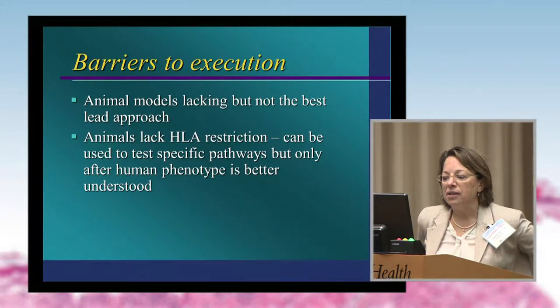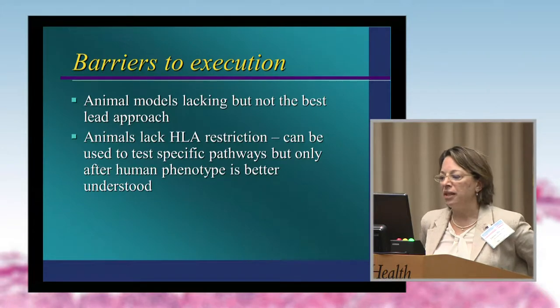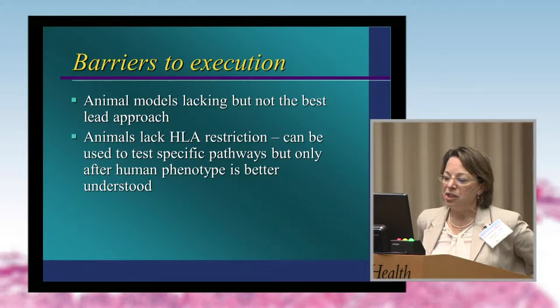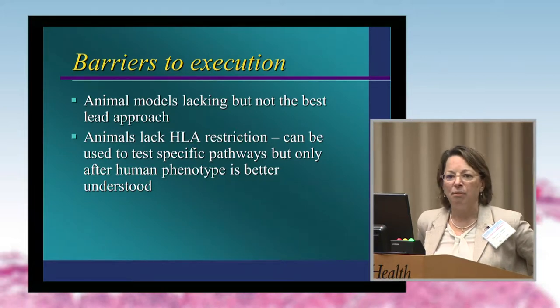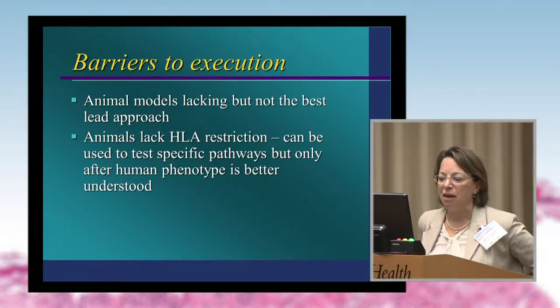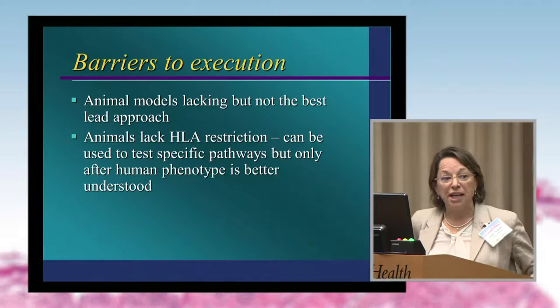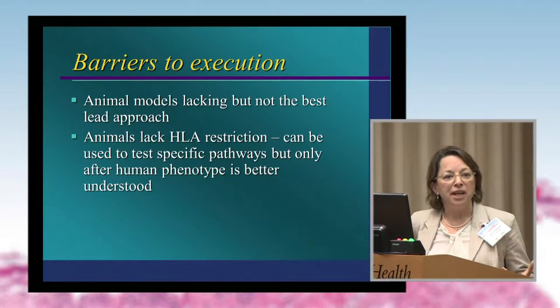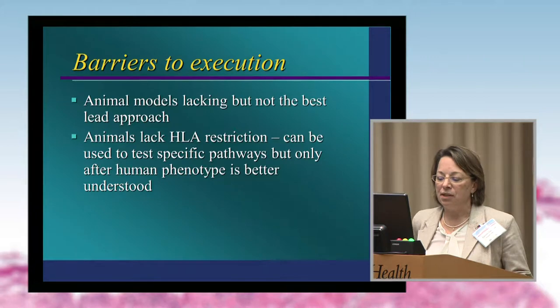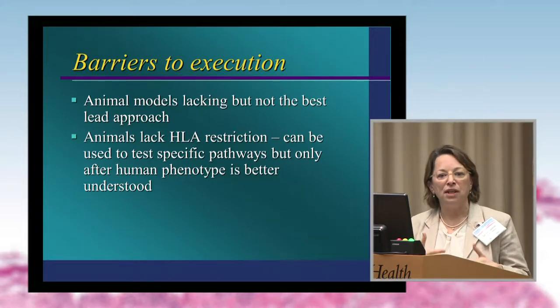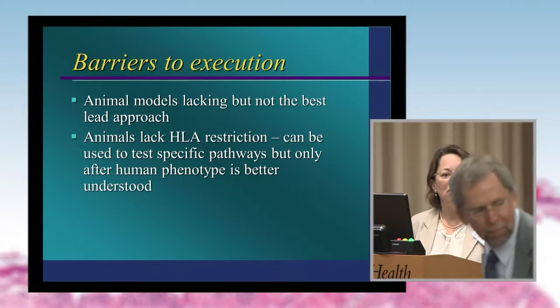We talked a lot about animal models. Certainly they're lacking. There wasn't a lot of enthusiasm for jumping right in with them because we know that many of these reactions are highly HLA related, and animals obviously lack HLA restriction. Yes, you can humanize animals, but since there's other things going on besides HLA, those models may not be successful, and initial attempts have not been successful. And so we came to the consensus that animal models could be used to test specific pathways, but only after you understand the human phenotype better. They should be used in a more narrow range rather than just saying, we're going to try to reproduce this whole syndrome in animals.